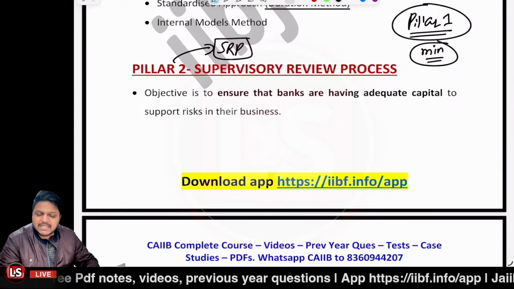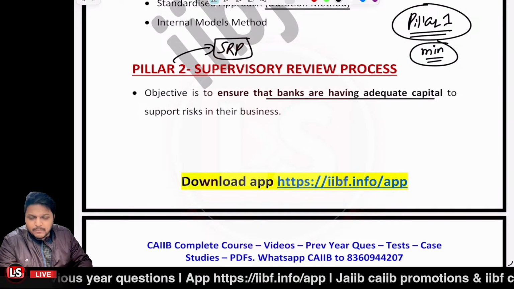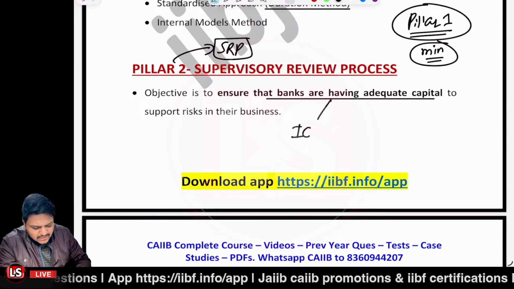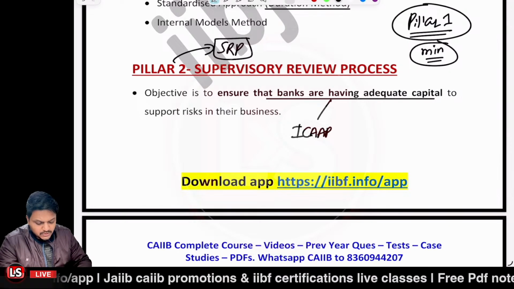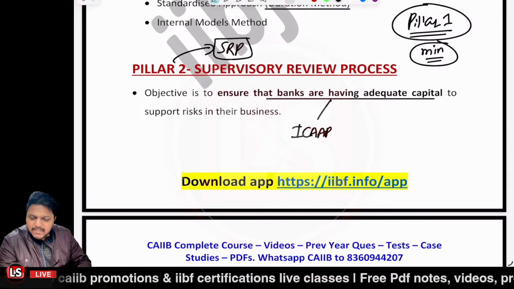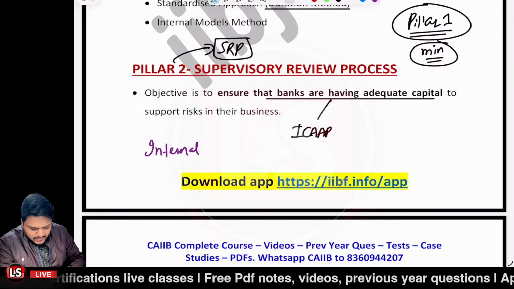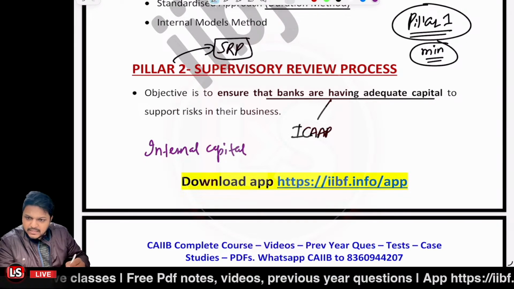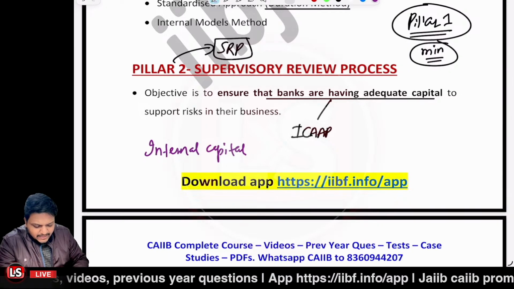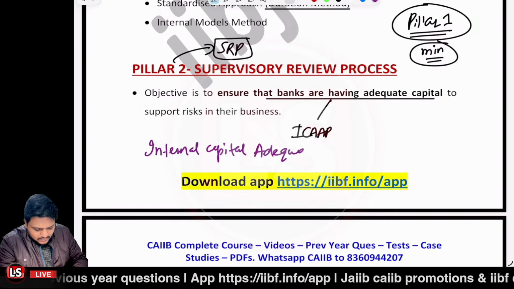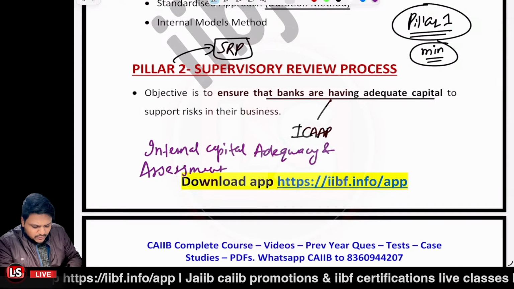The main objective is that the banks are to ensure that they have adequate capital, and it has two components. The one component is ICAAP. Make sure you memorize it right now. So it has two components. One is ICAAP, which we say to be the internal capital adequacy and assessment process. It's written down there, but I'm writing it over here so that you can understand it. The name suggests everything about what is going to be there.